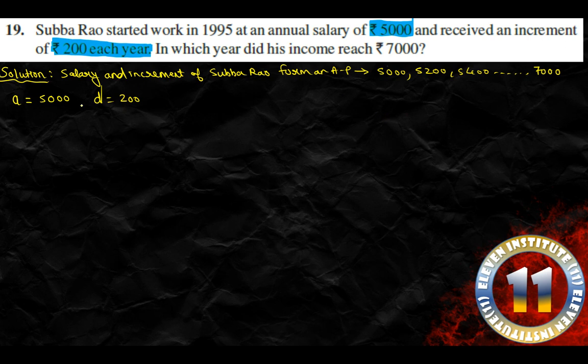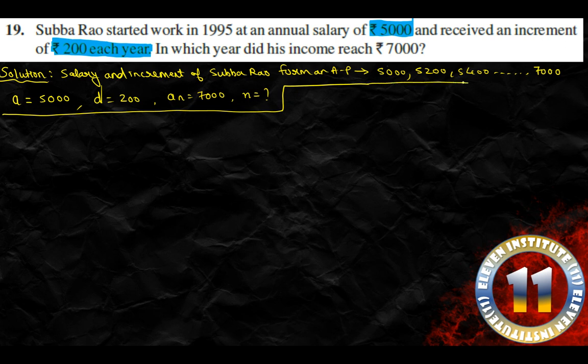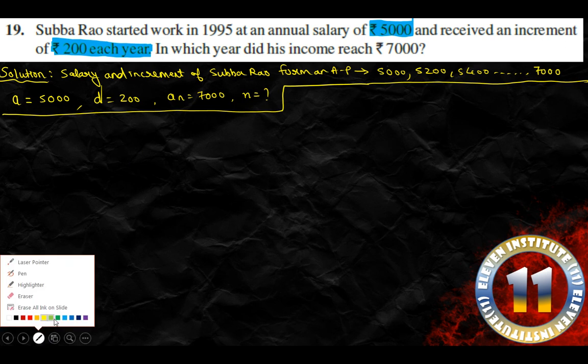So we will write that last term is equal to 7,000. What we want is, after how many years this will become 7,000? So we want the value of small n. I hope this is very much clear to you. Fine. Simply apply the formula of n and we shall get the value of n. Right. Let us do that.